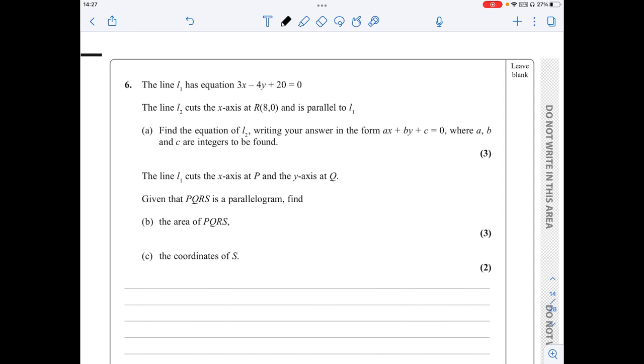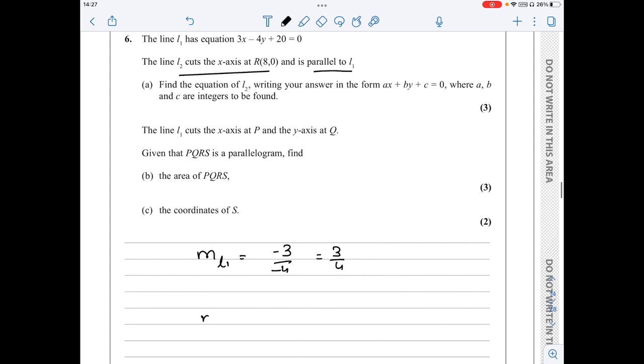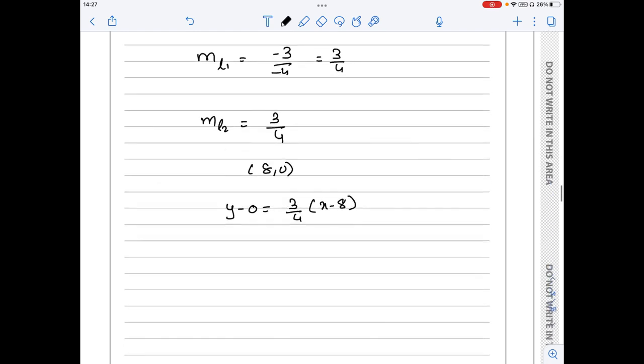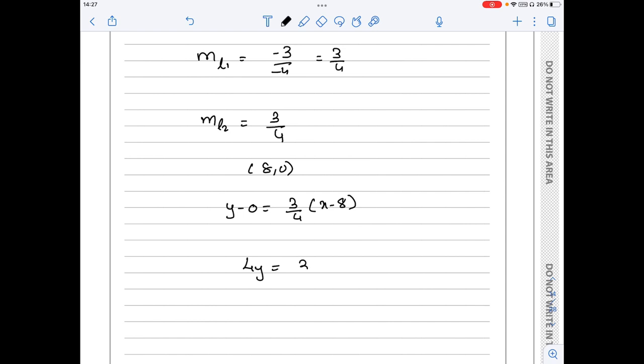Question number 6. The line L1 has an equation 3x minus 4y plus 20 equals 0. L2 cuts the x-axis at (8, 0) and is parallel to L1. So I'll find the slope of L1, which is negative 3 upon negative 4, that is 3 upon 4. So the slope of L2 will also be 3 upon 4 because it is parallel, and it is passing through (8, 0). So the equation of L2 will be y minus y1 equals m times x minus x1. So cross multiplication gives 4y equals 3x minus 24. So 3x minus 4y minus 24 equals 0.